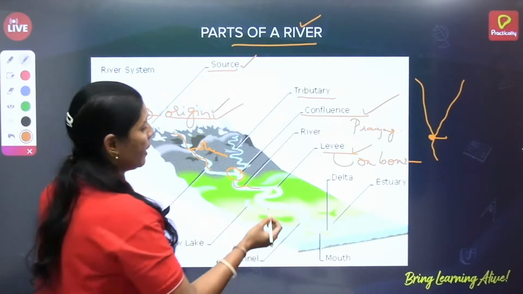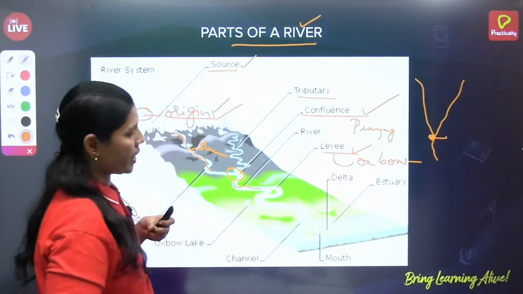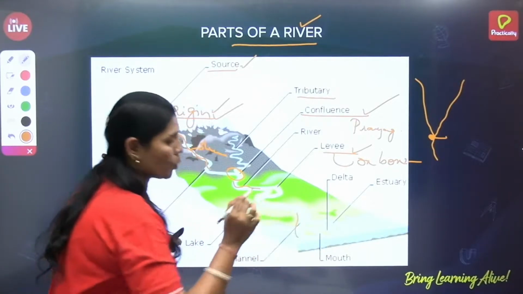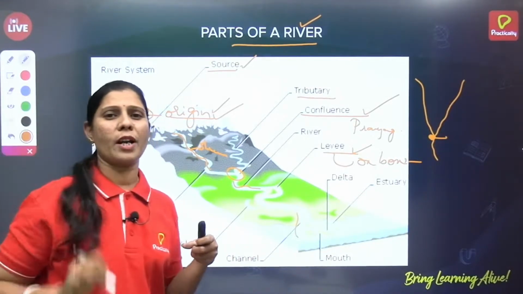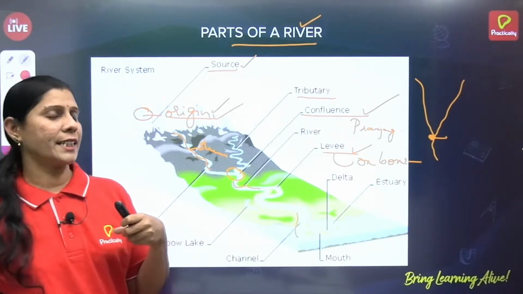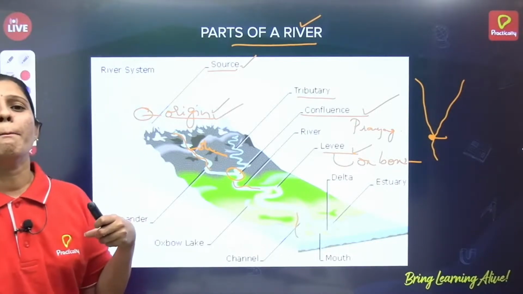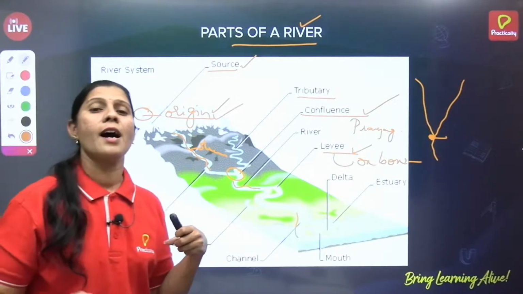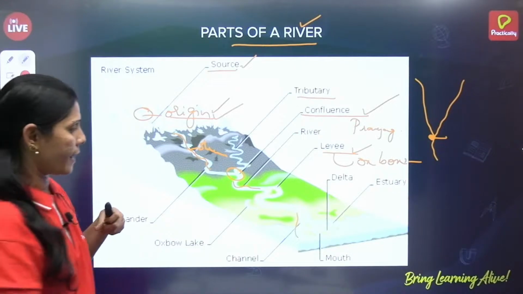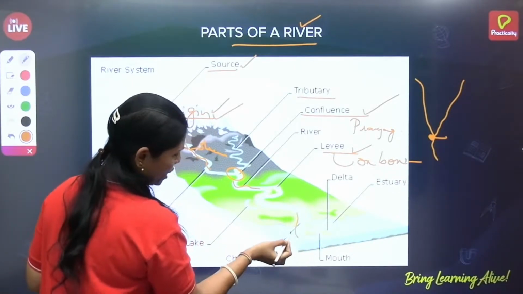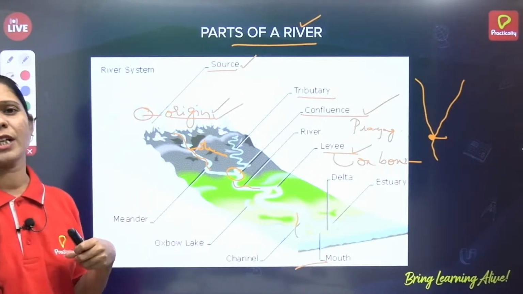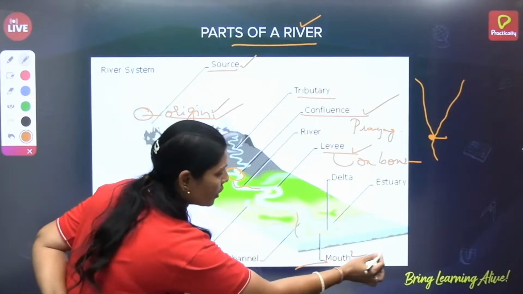Every river starts its journey from an origin and ends by merging with either a sea or an ocean at the end. So the ending point we call the mouth of a river, where the river merges with an ocean or a sea.